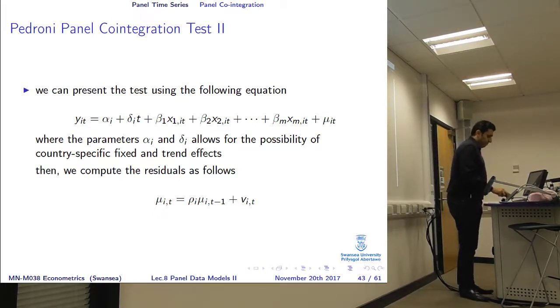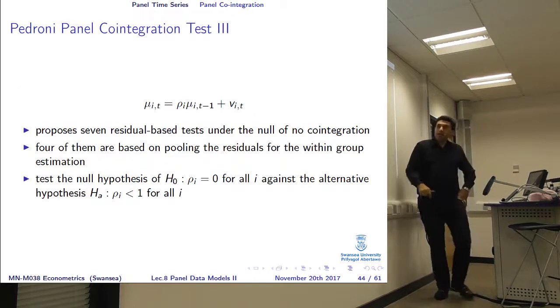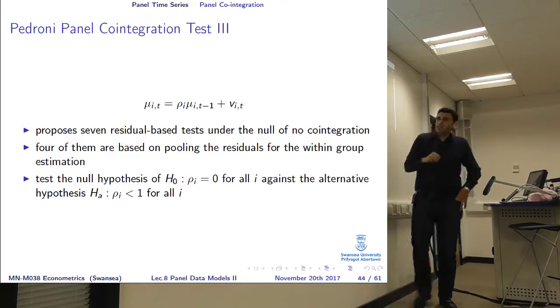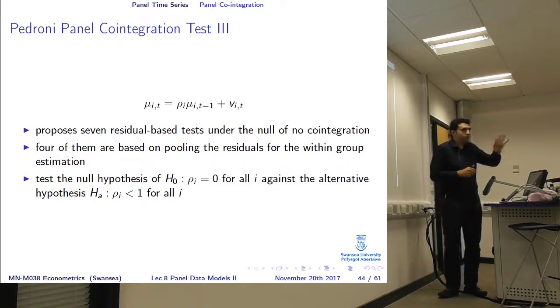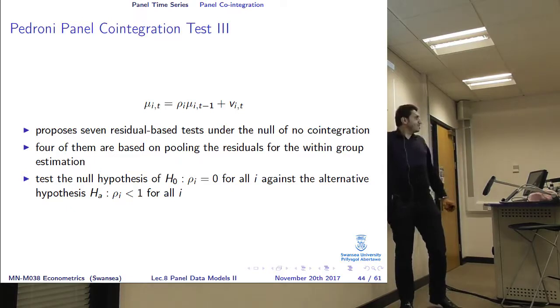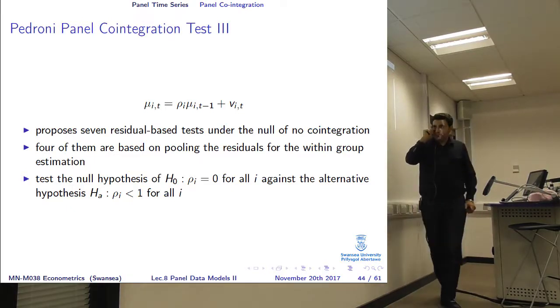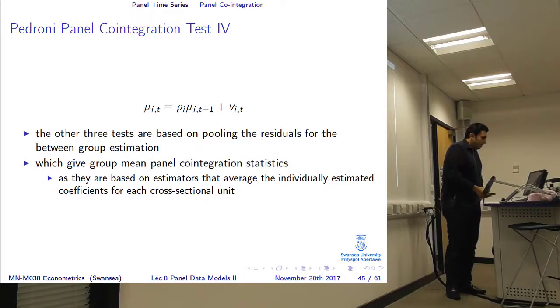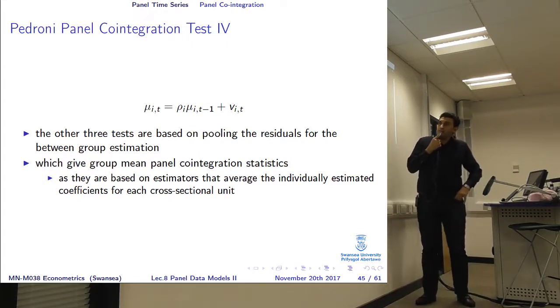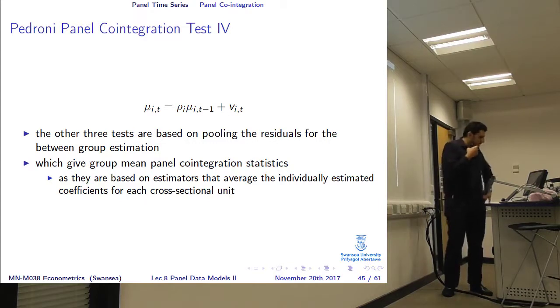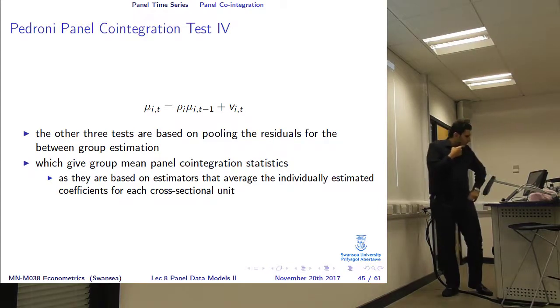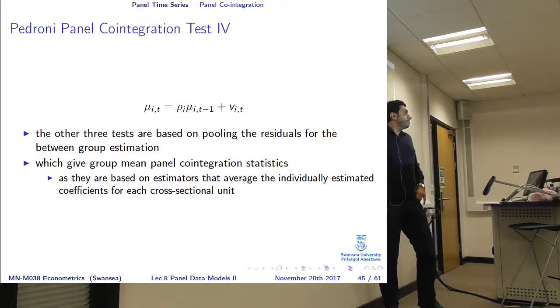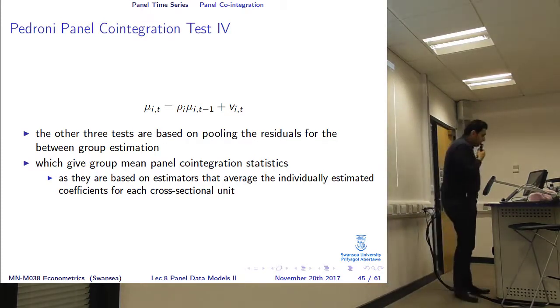You could pool them, and if you do that, so we got 7 test statistics for the Pedroni test. 4 of them are based on pooling this equation, and then get the residual from there, okay? So the null hypothesis, we said, is no cointegration. So if you reject the null hypothesis, that means we have cointegration, okay? So what about the other 3? 4 are based on pooling the data, and the other 3 are based on the between group estimation.